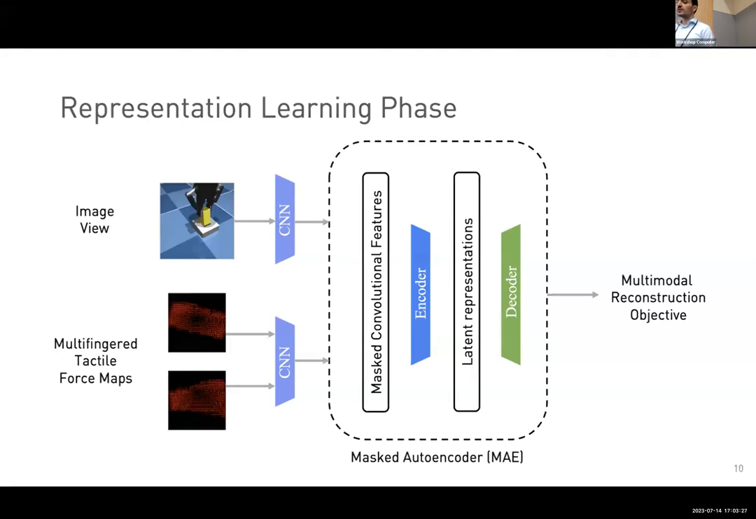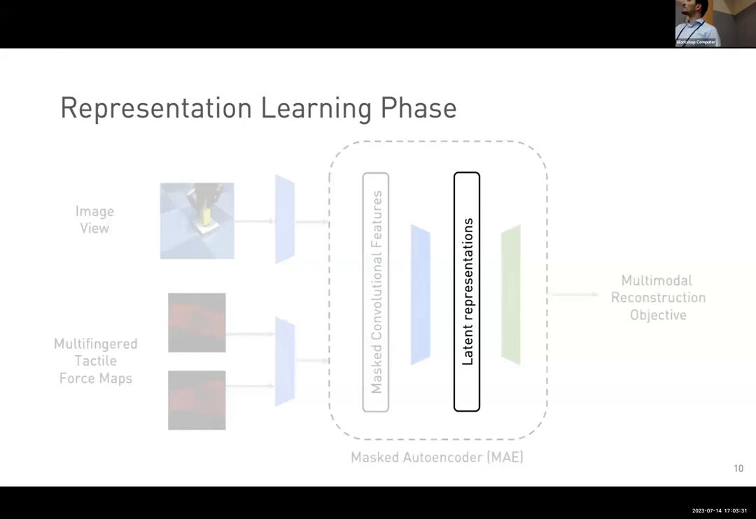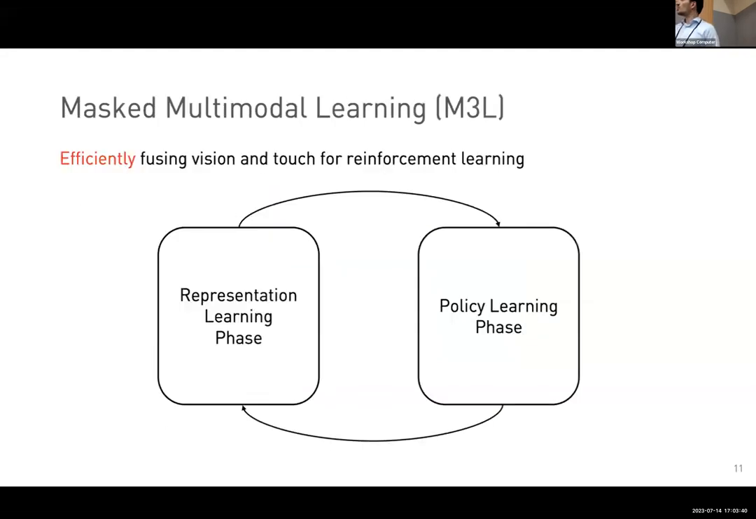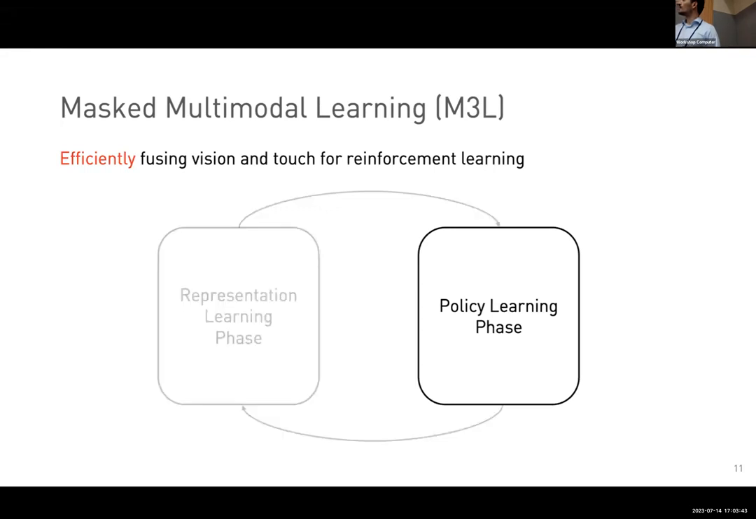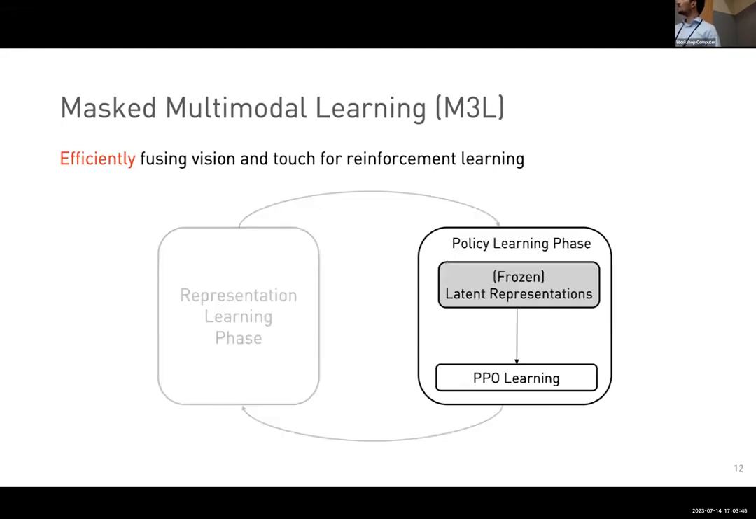Okay, going back to the representation learning architecture, the important part here is that we get some latent representations that are shared across vision and touch, and that's what we use as an input to our policy learning phase. So going back to the original scheme and the policy learning, we can extend this to such an architecture where we essentially have latent representation obtained through the representation learning phase. We freeze this latent representation and we use them to train a policy via PPO.